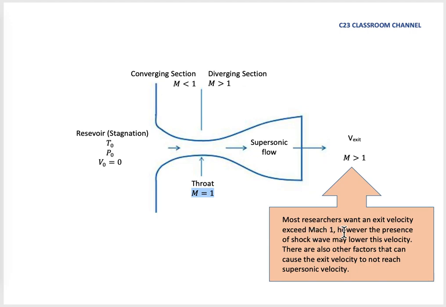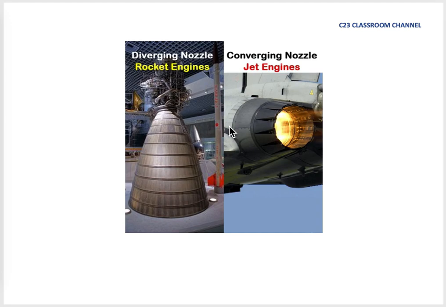Most researchers want an exit velocity exceeding Mach number 1. However, the presence of a shockwave, which we will learn about later, may lower this velocity. There are also other factors that can cause the exit velocity to not reach supersonic velocity. This is an example in real application: the diverging nozzle especially used in rocket engines, or the converging nozzle used in jet engines. The idea is to get flow more than Mach 1.